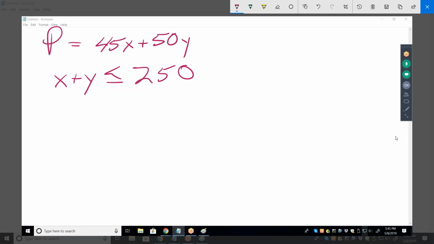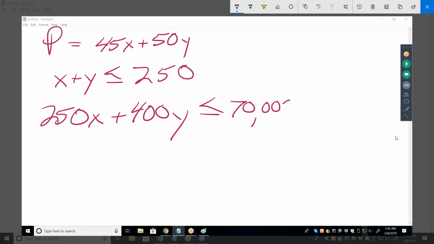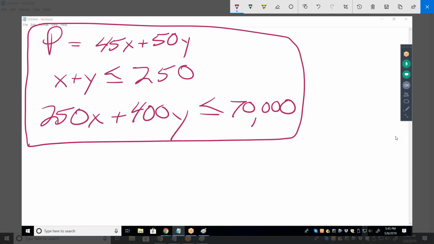And then we had 45x plus 50y. No, excuse me. It was 250x plus 400y is less than 70,000. Yeah, he's got to buy these computers to stock them. And he didn't want to spend over 70,000. Okay. So here's our optimization problem right there. We have a function we want to maximize, and we have these two constraints.